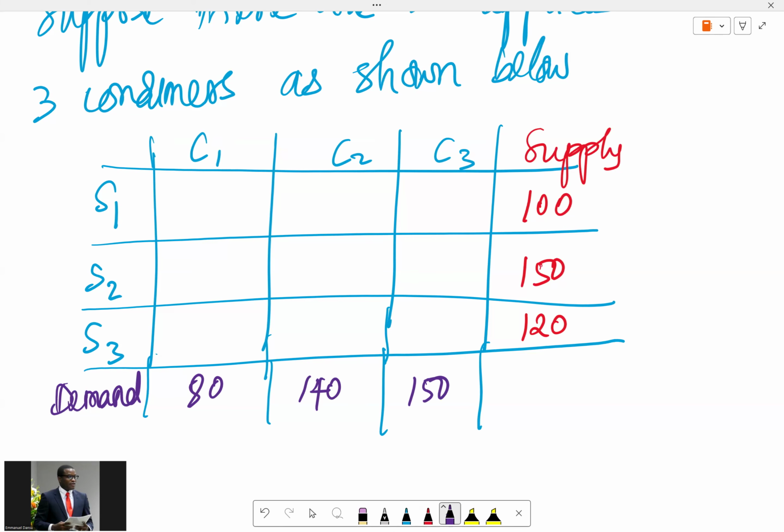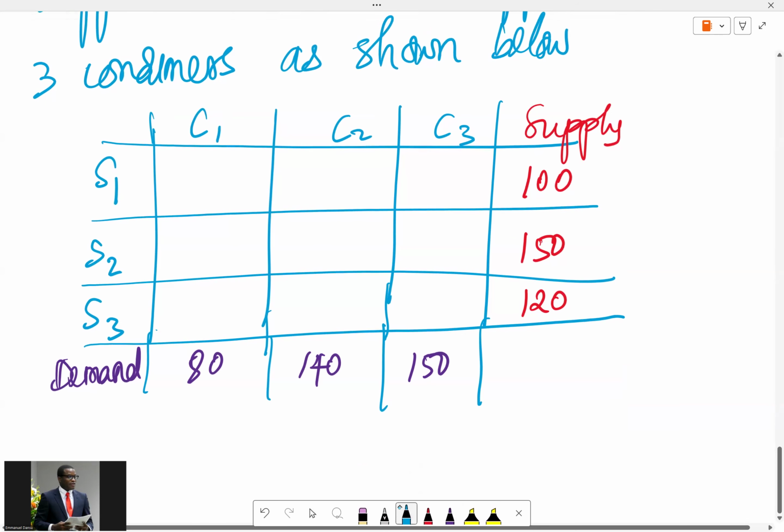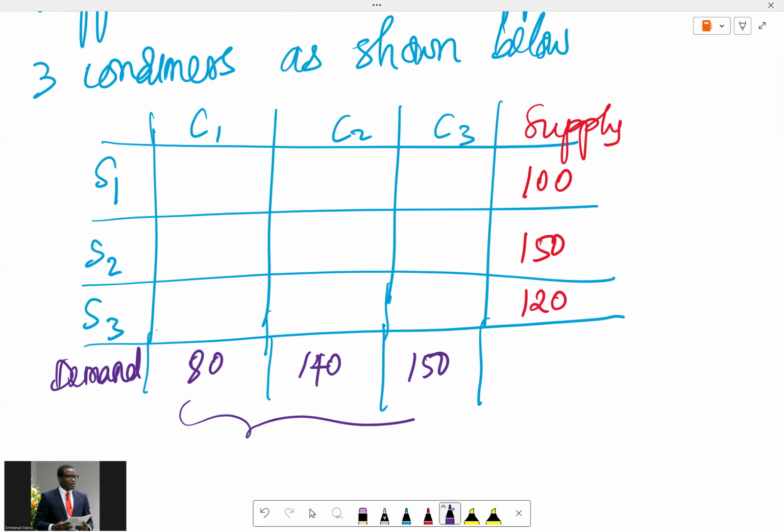Now, one common thing you may want to pay attention to here is the fact that most of the time the supply may not be the same as the demand, but to simplify things, you need the total supply to be equal to the total demand. So total demand here is 140, 290 plus 80, that's 370. Okay. So here now we have the same 370. So when it is balanced like that, it makes things pretty easy.